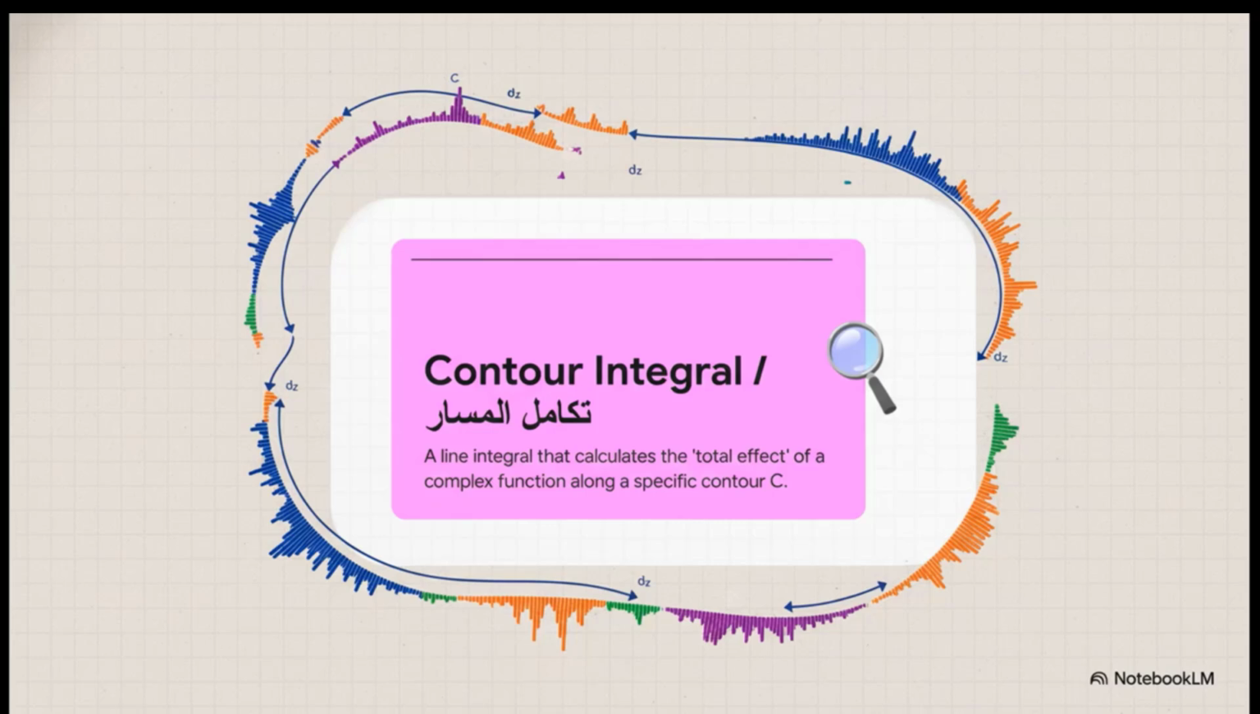It literally travels along the path C, and at every tiny step, dz, it looks at the value of the function f of z and adds it all up. So it's not just calculating an area, it's accumulating the total effect of the function along that very specific route.